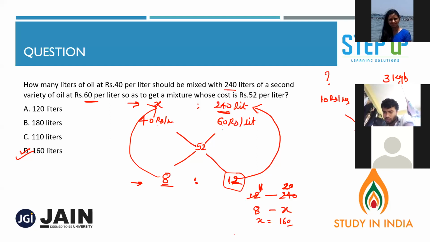So what you will do: 30 minus 25 is 5, and 25 minus 10 is 15. So what ratio are you getting? 15 part is equal to 3 kgs. Or you can cancel it also, 5 ones are 5, 5 threes are 15. So I'll do it this way: 3 parts is equal to 3 kgs. So 1 part will be equal to what? 1 kg. Is that clear now, Lisa?